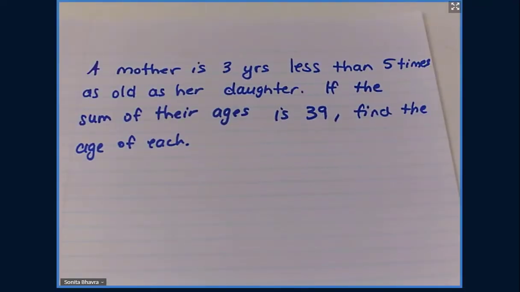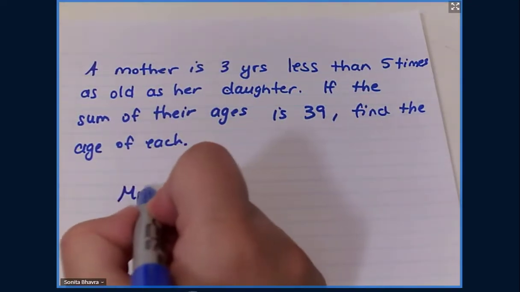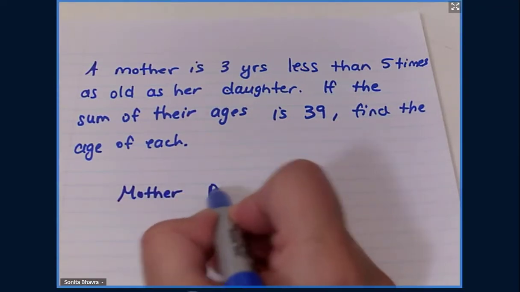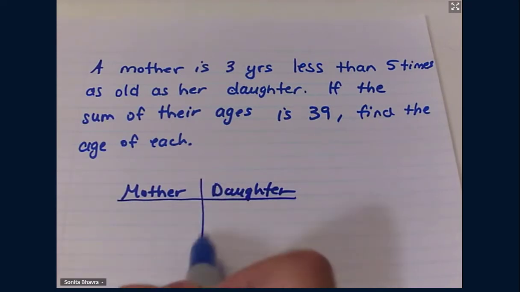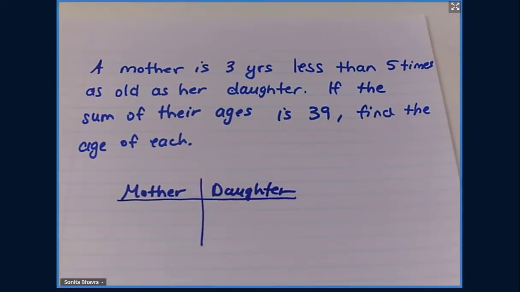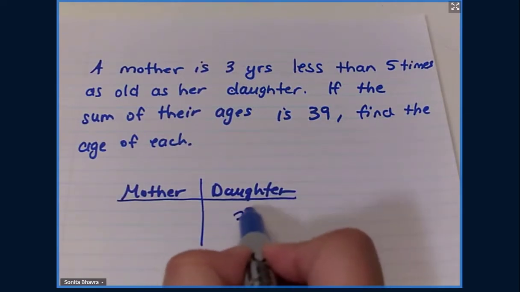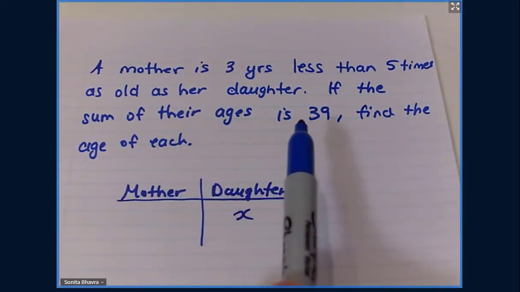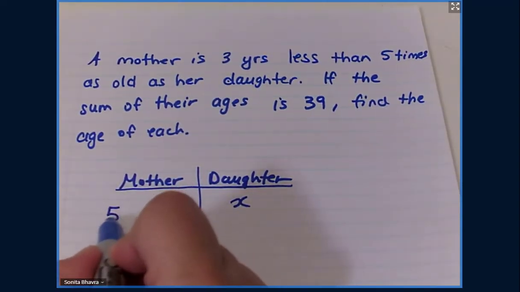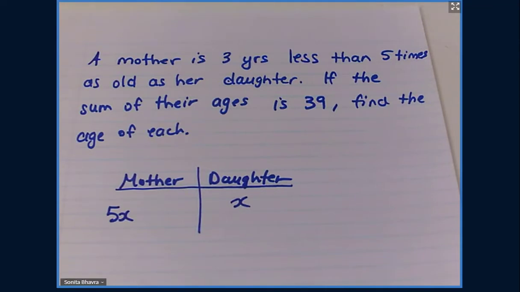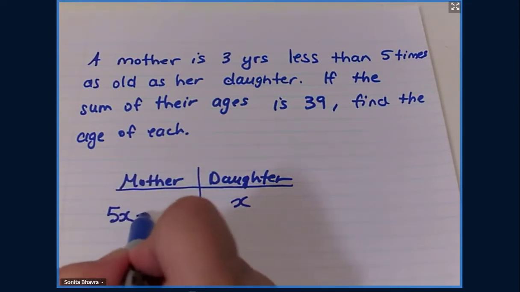All right, so we have here a mother is 3 years less than 5 times as old as her daughter. So we have a mother and daughter. And what do we know here? We're going to call the daughter x because the mother is 3 years less than 5 times as old as her daughter. So that means 5 times, which is 5x, and then she's 3 years less, so minus 3.